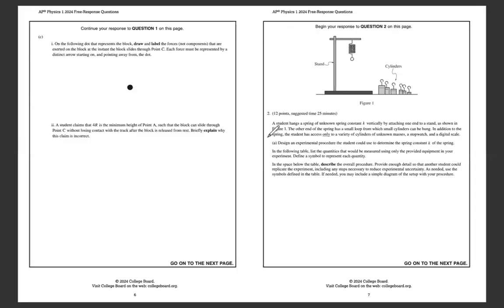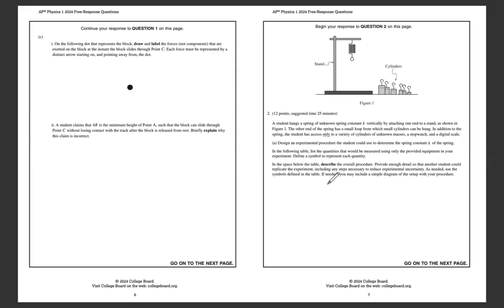All right, so we got two more questions from the AP Physics 1 2024 free response questions, our experimental design and our qualitative quantitative translation. So questions 2 and 3 from the 2024 AP exam. All right, question 2, you have a spring with unknown spring constant and you're asked to determine the spring constant.